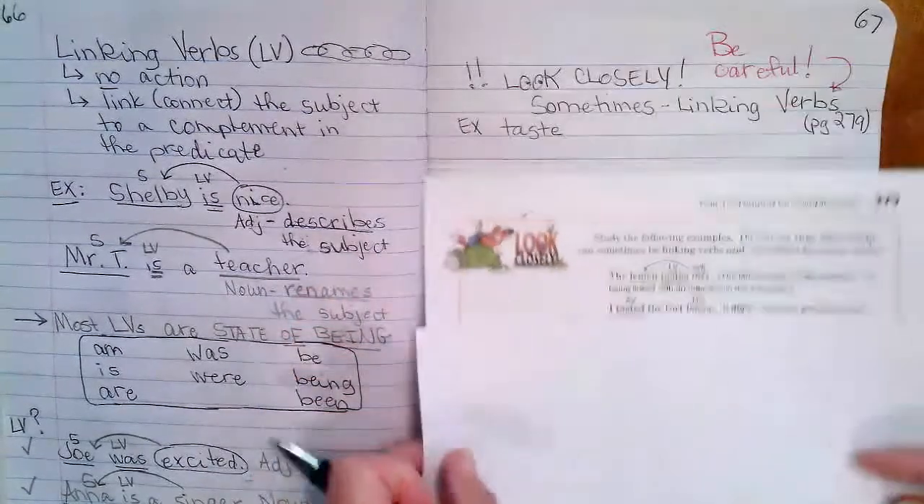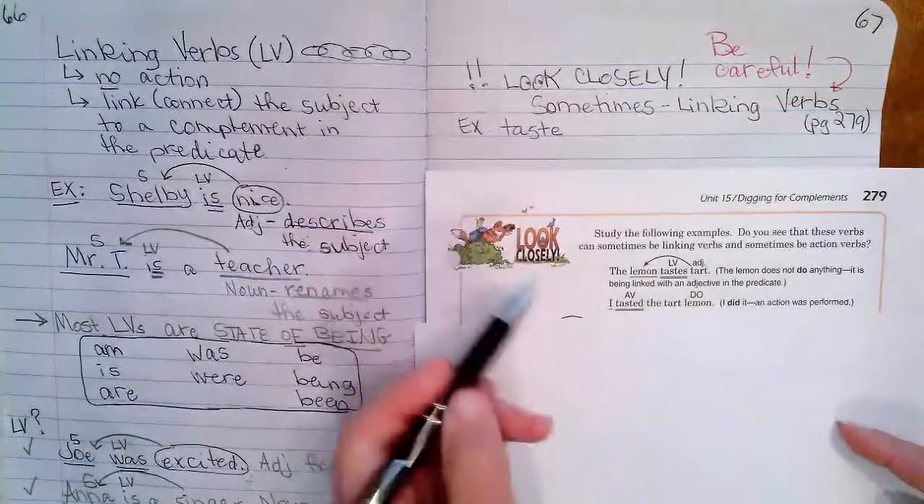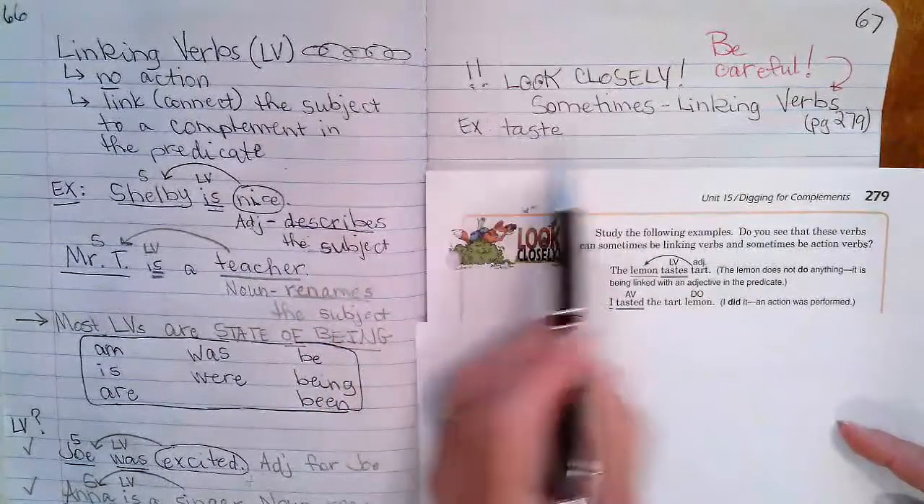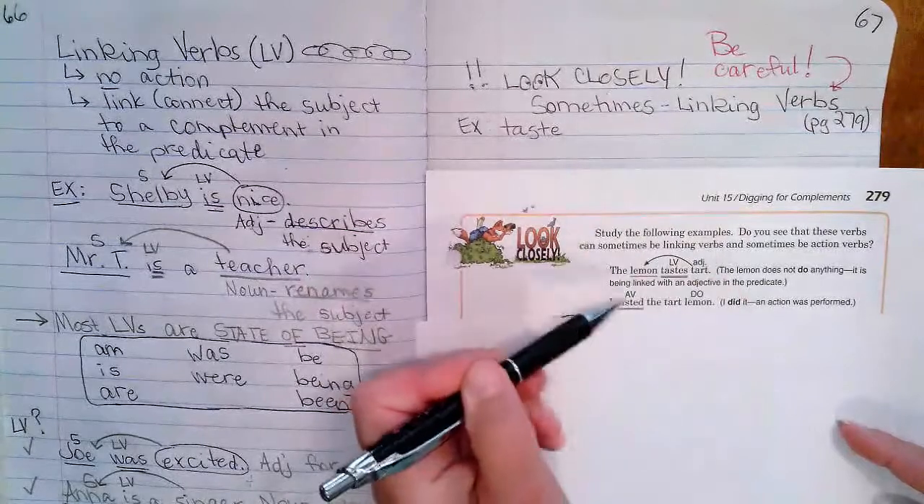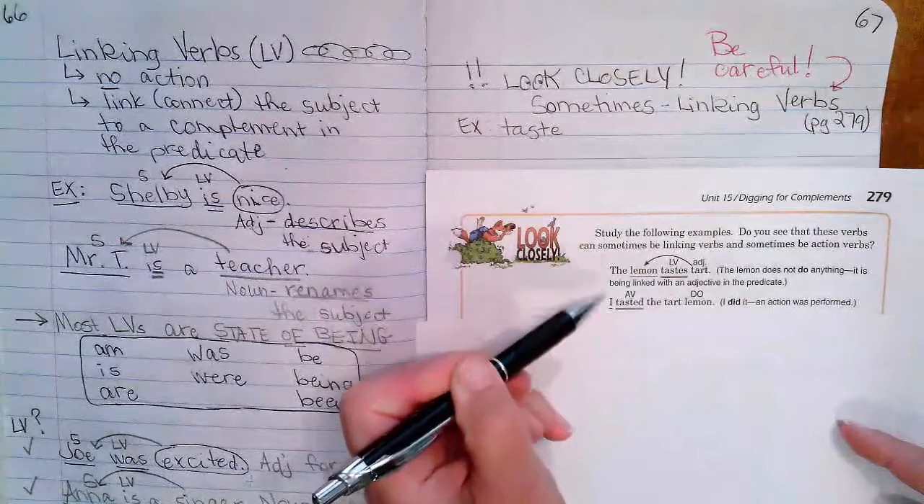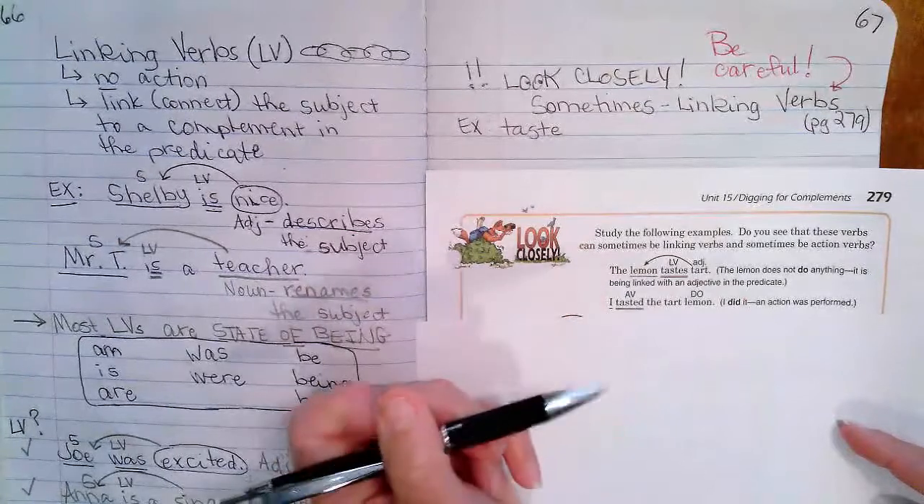So when I put taste comes from the example, that means if you want to see how taste can sometimes be a linking verb, look at the example. It's showing you LV. If you use it like this, it's a linking verb. AV means it's an action verb right there.